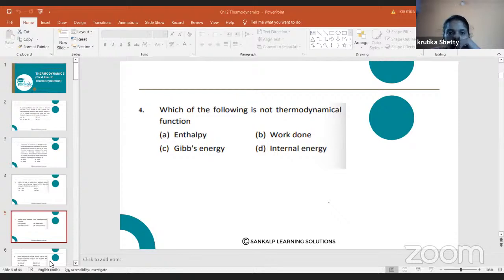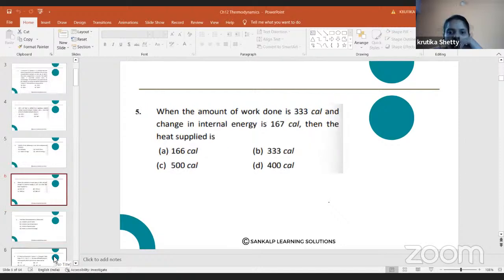The next question. When the amount of work is 333 calorie and the change in the internal energy is 167 calorie, then the heat supplied is. So again, the first law of thermodynamics formula we are using here.